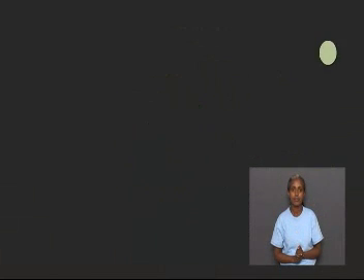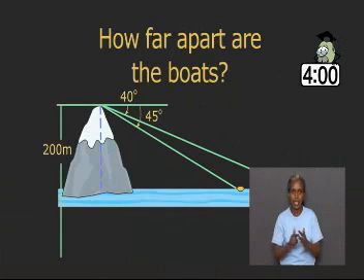It is now time for an activity. Please look at the following picture. Use the angle of depression to calculate how far apart the boats are. Good luck. Students, let's get ready. Begin.